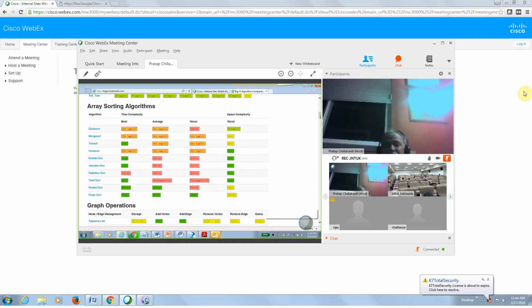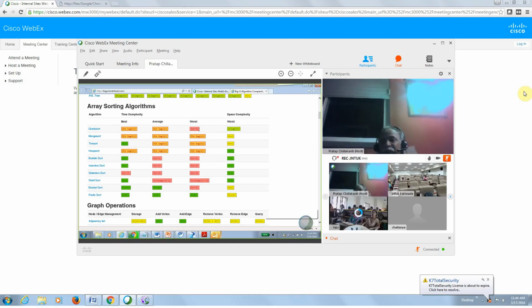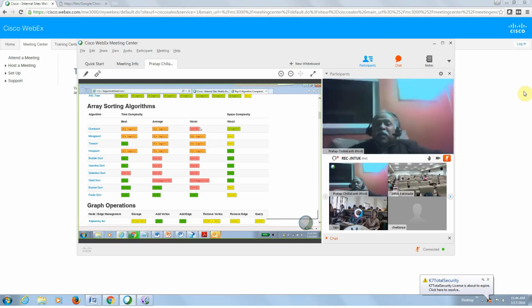Here are the complexities for quicksort and merge sort. What do you see here? The best case, they both are the same. Average also is the same. The worst case, quicksort can go to n squared. Now the rule of thumb for you to remember is that the pivot element is at the extreme left or extreme right. That means one division would have 0 records and the other one would have n minus 1 records because you don't include the pivot.